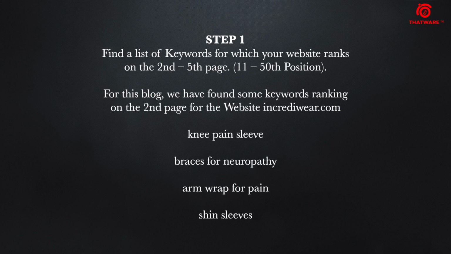So the first step is you need to make a list of keywords for your website that you actually rank on the 2nd to the 5th page, or from the 11th to the 50th position. So in our case, we have taken the keywords which are ranking on the 2nd page for the website incrediware.com, and here are some of the keywords like knee pain sleeve braces for neuropathy, arm wrap for pain, and shin sleeves.